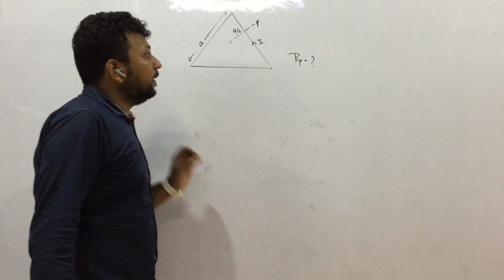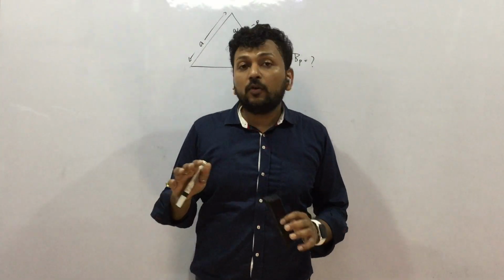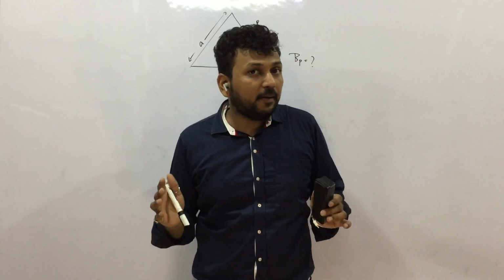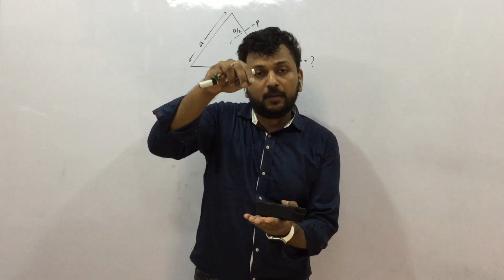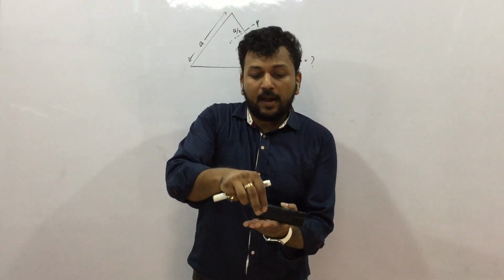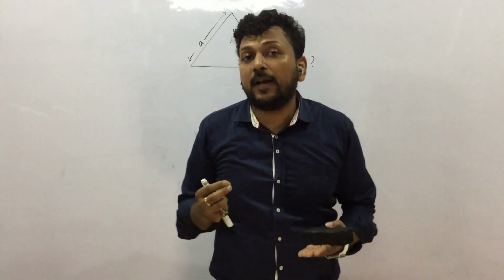The question goes like this: there is a triangle in which a current I is flowing. This is an equilateral triangle of side A, and we need to find the magnetic field at a point perpendicular to the plane, at a distance A by 2 from the plane of the triangle.